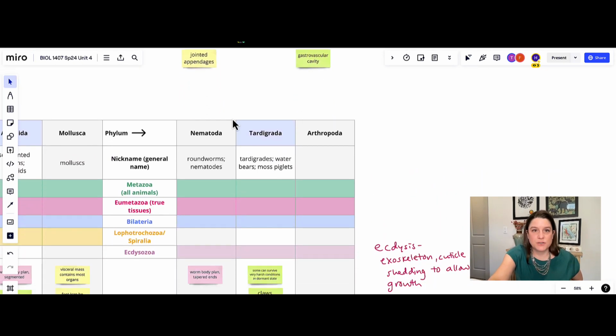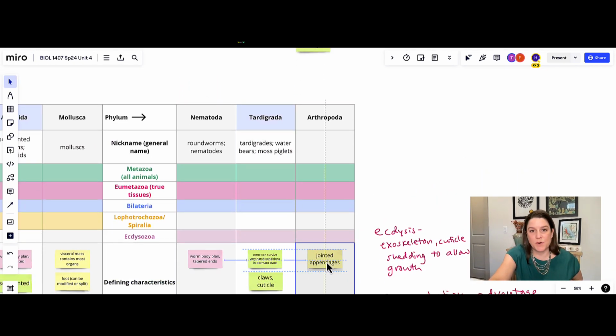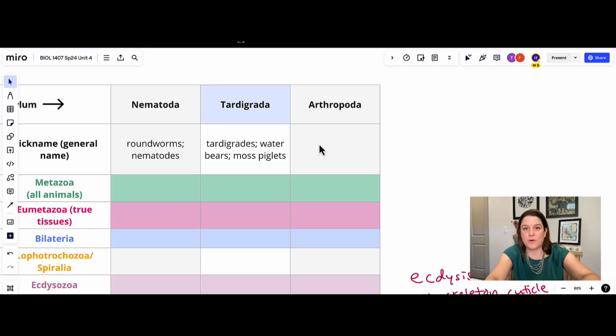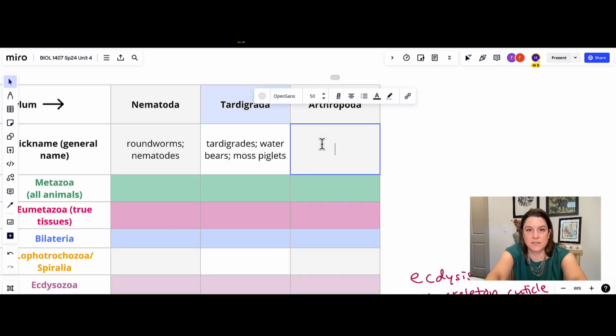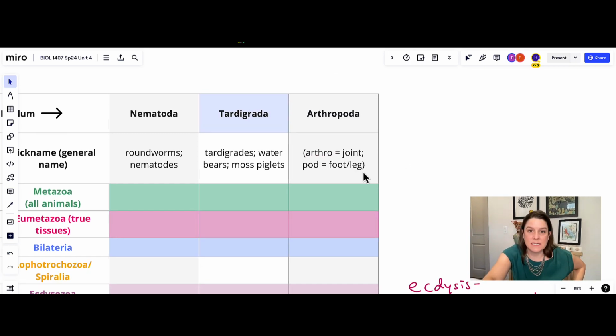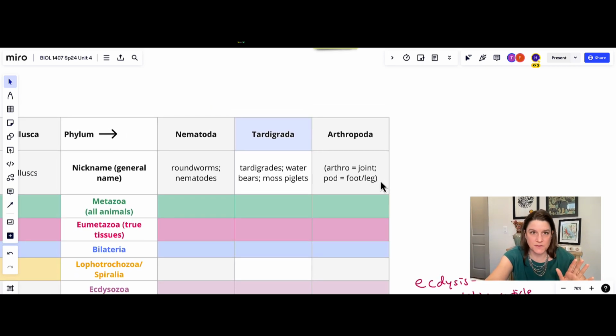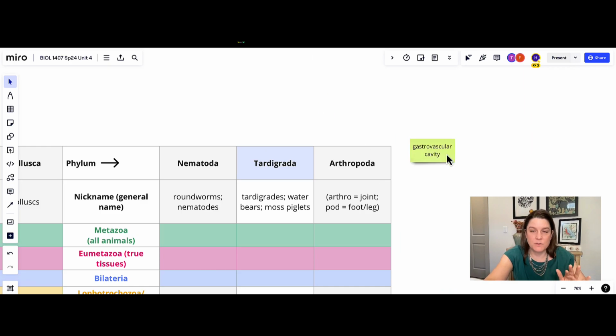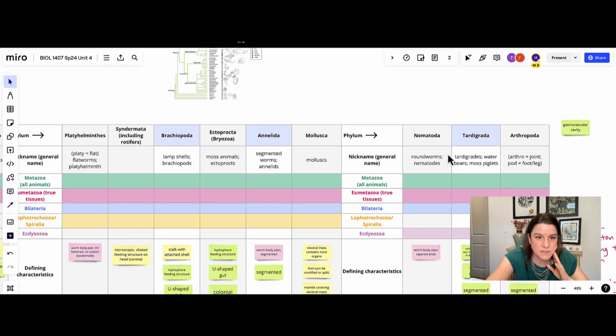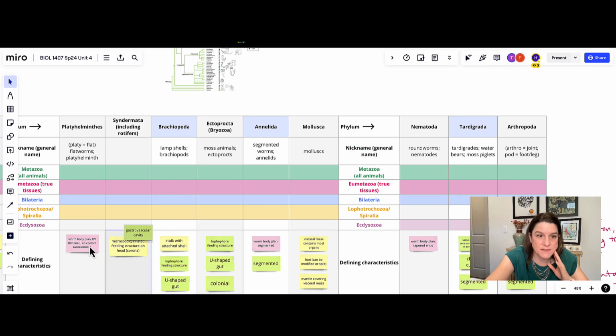And then we come here, jointed appendages is the synapomorphy of arthropods. And we know that arthro means joint, like arthritis. And we know pod or poda is foot or leg, could be leg. So these have jointed legs, which means they have bendy parts. And you clearly know this from looking at your crayfish. Who had the gastrovascular cavity that I missed? Platyhelminthes. Sorry about that.